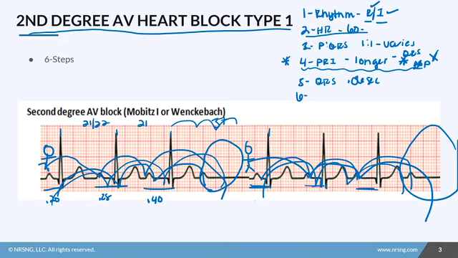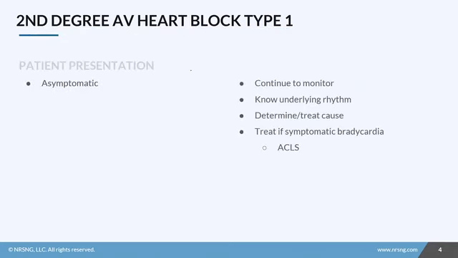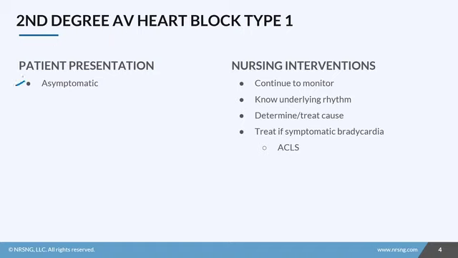So let's go ahead and keep talking about this rhythm. So when patients present with second-degree AV heart block, since it's a relatively harmless rhythm, usually when they come in, they are asymptomatic. And so the main nursing interventions are to continue to monitor them, know the underlying rhythm, and what you got to look out for is just to make sure that they're not very bradycardic. Know the treatments, determine the cause so that you know the treatment. Usually an electrolyte abnormality or DIG toxicity or an MI can cause it. So if you can determine the cause, we can treat the cause. And lastly, if they are symptomatic and bradycardic, then we just go ahead and follow the ACLS protocols.